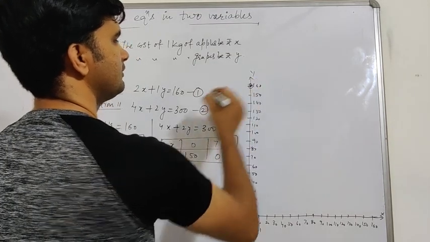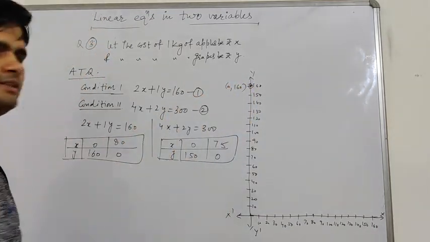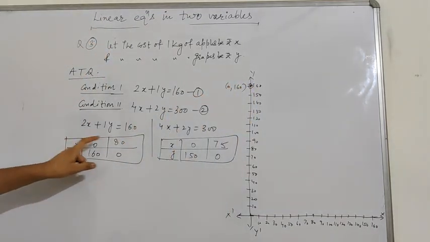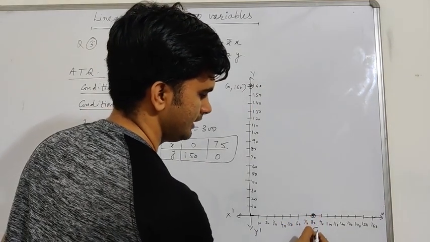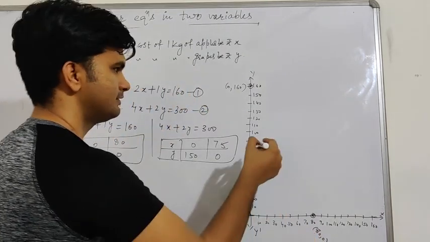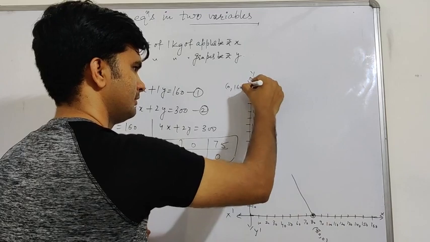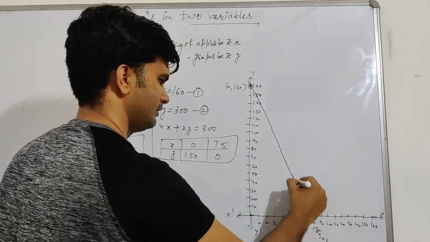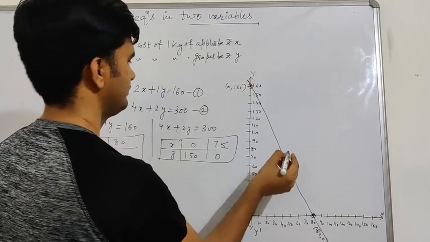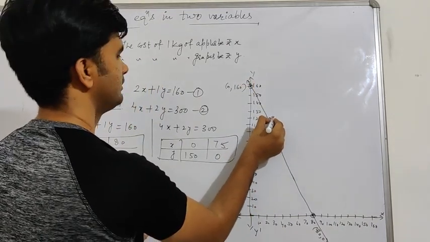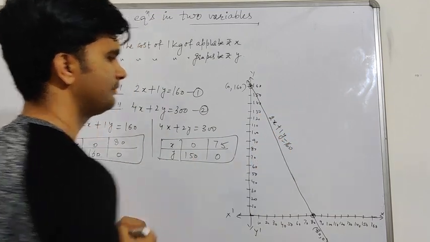Now here x is equal to 0, y is 160. So this point is on the y-axis. X is equal to 0 and y is 160. Here x is 80 and y is 0. This point, x is 80 and y is 0. Write here the first equation, 2x plus 1y is equal to 160.